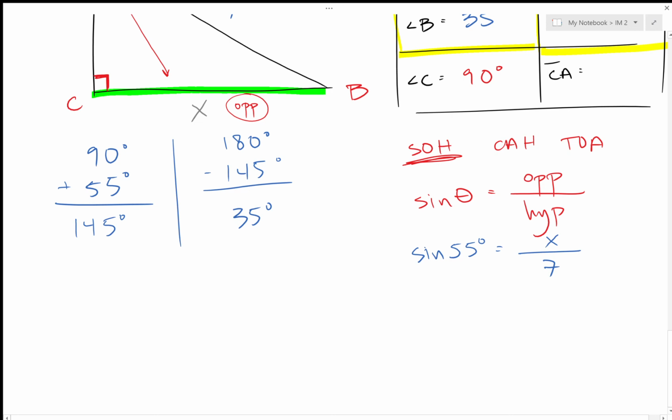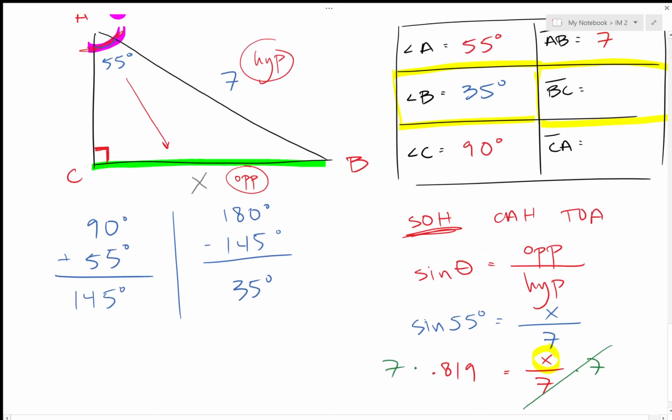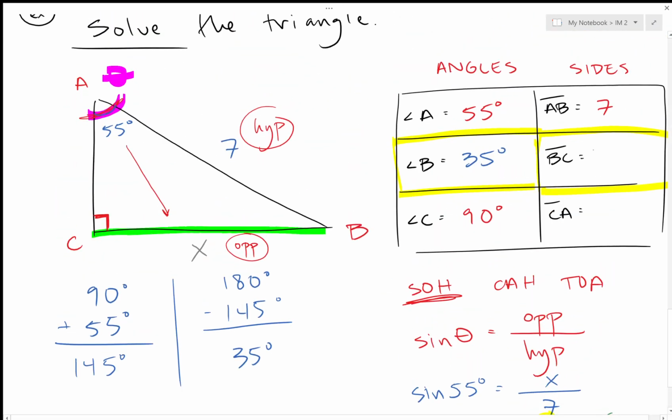So if we plug that in, we get 0.819 equals x over 7. And I want to get x by itself. That's what I'm trying to solve for. So I would multiply both sides by 7. Or in the end, x is 7 times 0.819 comes out to 5.7. So that's my answer for x. We don't really have an x up here, but we labeled that for our BC. So my BC is side 5.7.